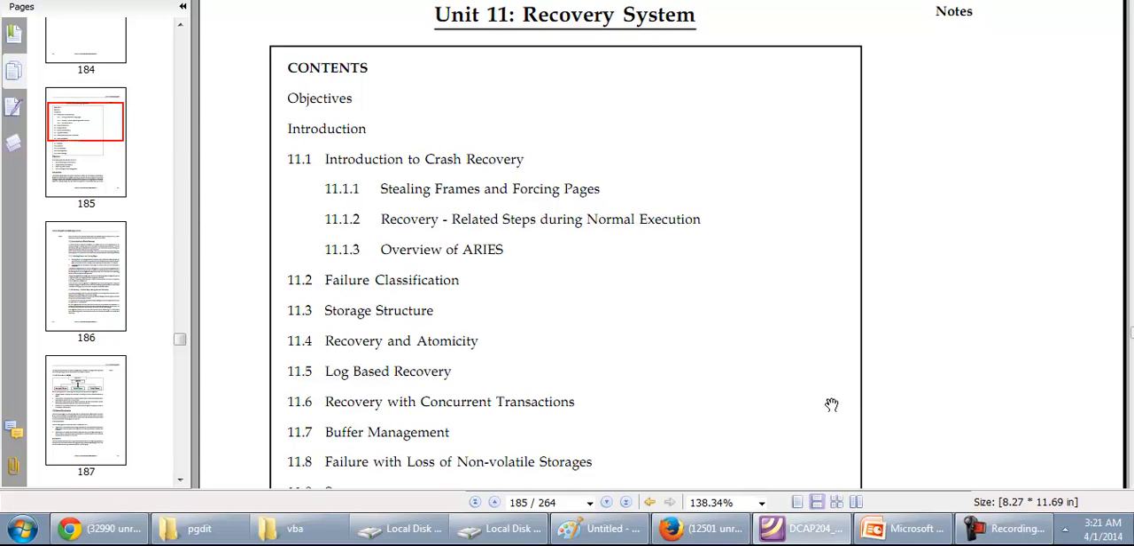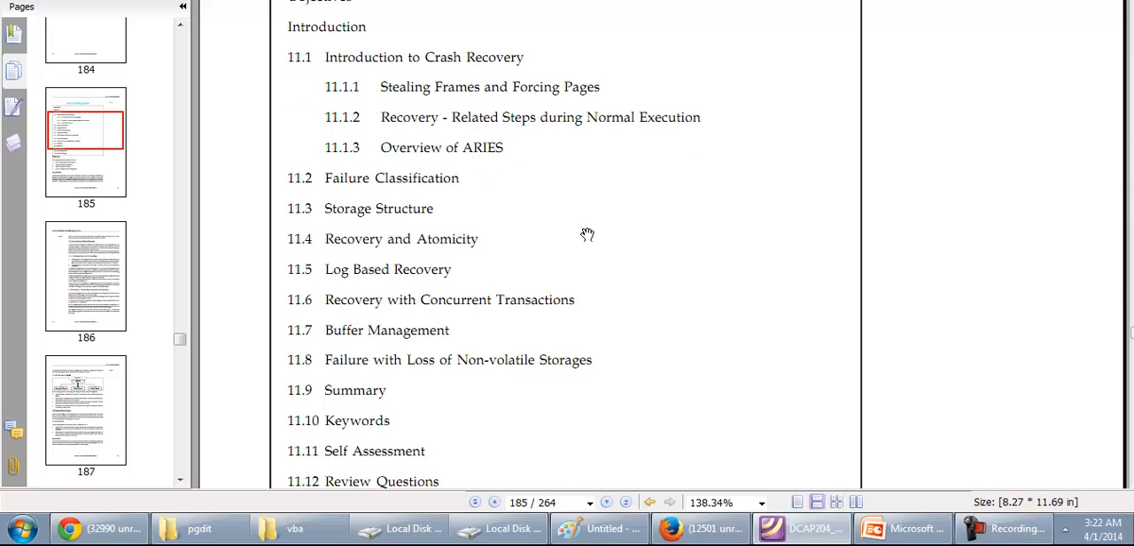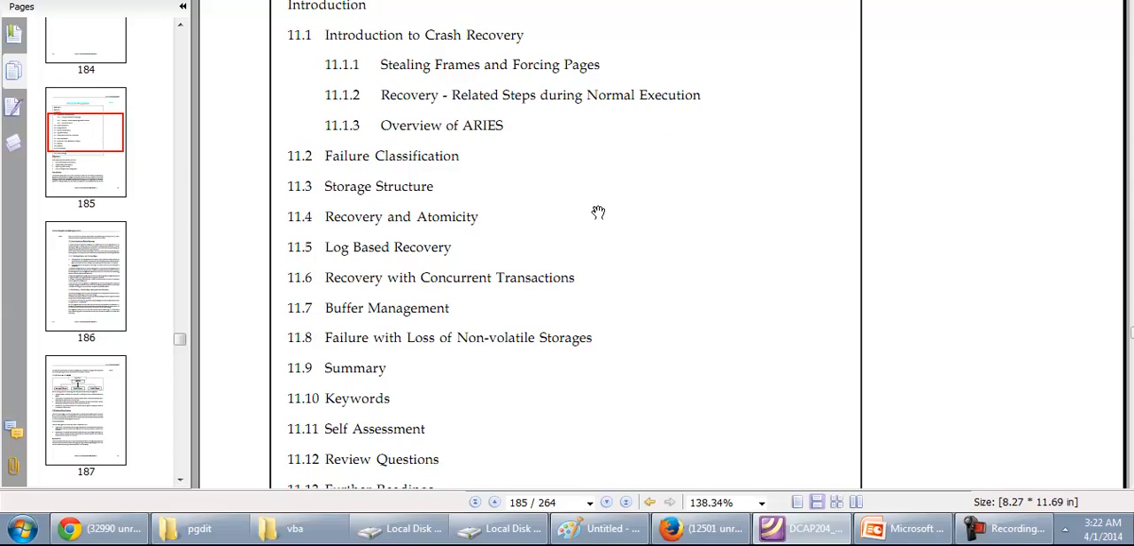We now move to recovery system. Introduction to crash recovery, stealing frames and forcing pages, recovery related steps during normal execution, overview of ARIES, failure classification, storage structure, recovery and atomicity, log-based recovery, recovery from concurrent transaction, buffer management, failure with loss of non-volatile storage.